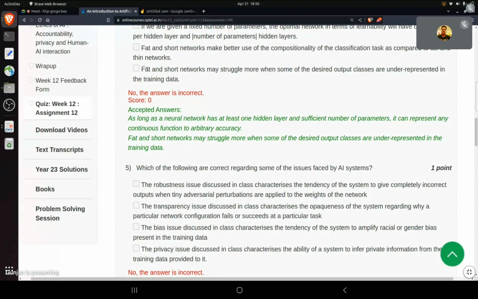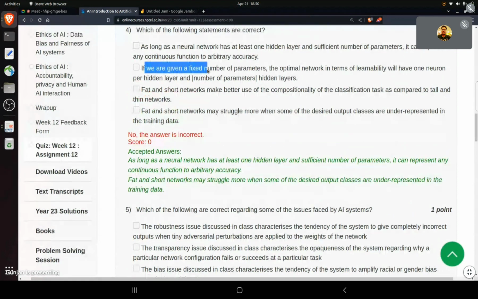As long as a neural network has at least one hidden layer, that point is true. If we are given a fixed number of parameters, the optimal network in terms of learnability will have one neuron per hidden layer. I have no idea how to even interpret this statement. Why would you make such a network? It does not make any sense. It's intentionally a dumb statement.